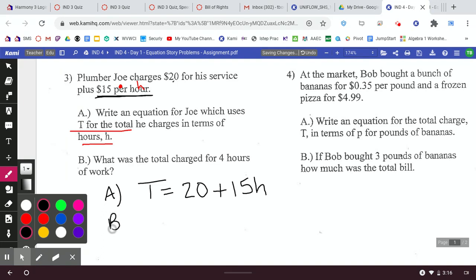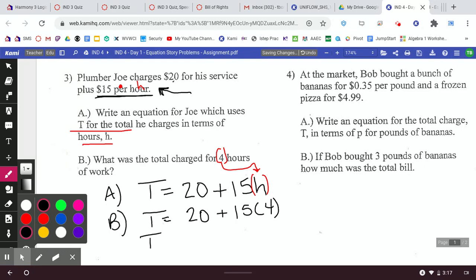So for B, they ask us to find out what is the total charge for 4 hours. Well, in the equation that we just wrote, we didn't know the hours, right? Right here, we didn't know the hours, and so we just use H in place of the hours. Well, now here they're giving us the hours. So here is the 4 hours. So instead of the H, we're going to plug this 4 right in where that H is, because that is 4 hours. So we get T equals 20 plus 15 times 4 hours, because that's how many hours we're going to calculate the cost for.